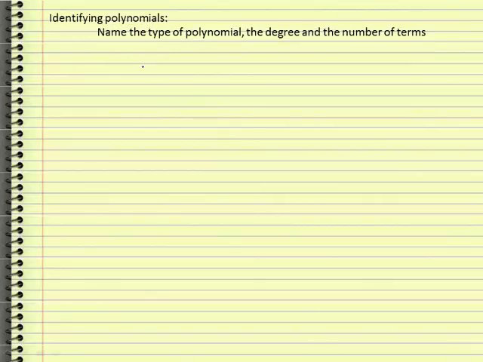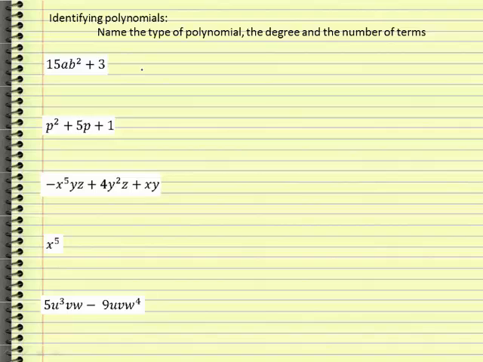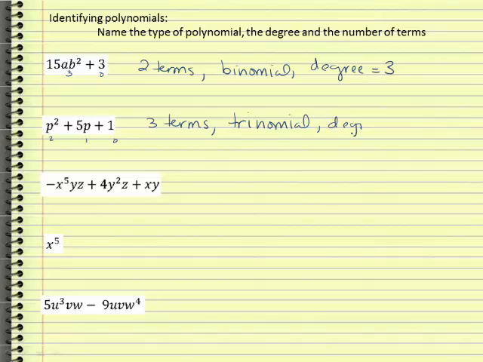Okay, so now we're going to name the type of polynomial, the degree, and the number of terms. Here I have 2 terms, which makes it a binomial, and I have a degree here of 3 and a degree here of 0, so my degree for the whole polynomial is 3. Here I have 3 terms, which makes it a trinomial. I have a 2, a 1, and a 0, so the degree on this polynomial is 2.